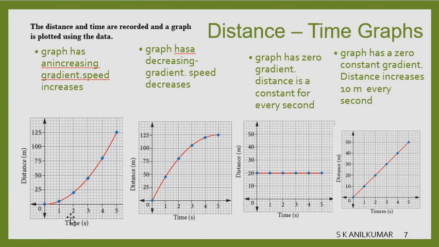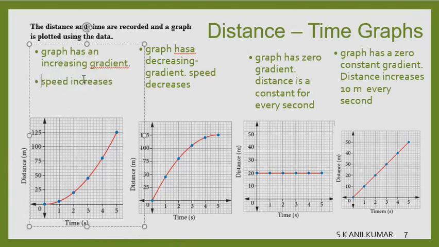This is time per second, meter per second, or kilometer per hour, whatever, we can change the legend. Suppose this graph has an increasing gradient, speed. Increasing gradient means what? The curvature is increasing. This means what? Speed is increasing. When speed is increasing, the graph has increasing gradient.